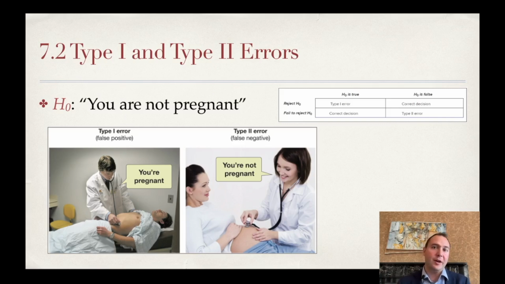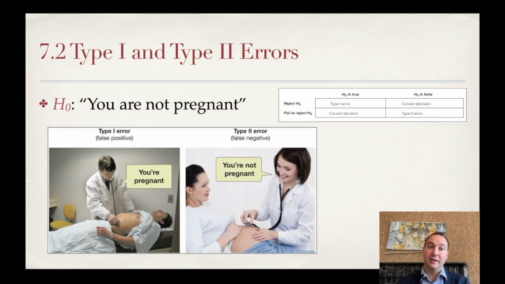So let's think about this example. If the null hypothesis is that you are not pregnant, there are two cases. Either you are pregnant and we're assuming that you're not, or you are not pregnant and we are correctly assuming that you're not. There's also two outcomes to testing this.